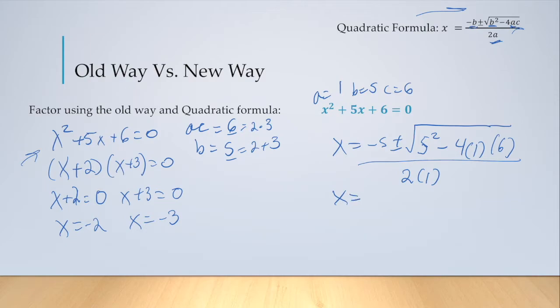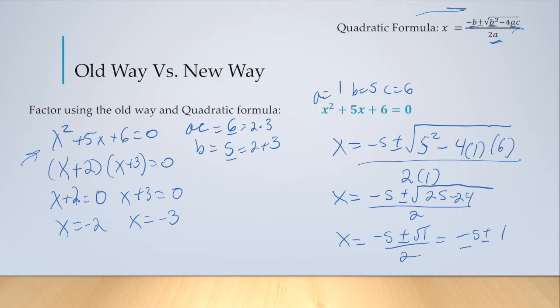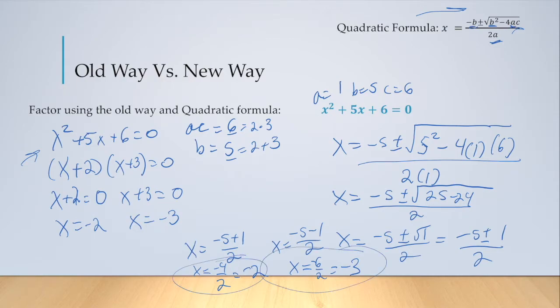So x is negative 5 plus or minus the square root of 25 minus 24 all over 2. That's negative 5 plus or minus the square root of 1 over 2, so negative 5 plus or minus 1 over 2. So x is negative 5 plus 1 over 2, and x is negative 5 minus 1 over 2. That gives me negative 4 divided by 2, which is negative 2, and negative 6 divided by 2, which is negative 3. See how it's a little bit clunkier, if we could have used the old way. But the old way doesn't work if we can't find factors of AC that add up to b. So that's when we're going to use the quadratic formula.